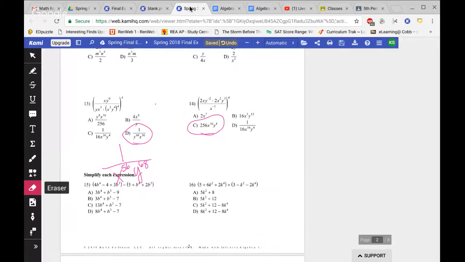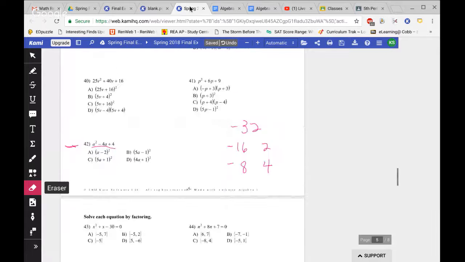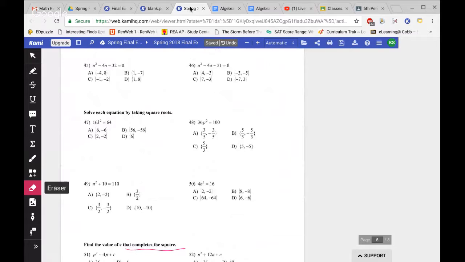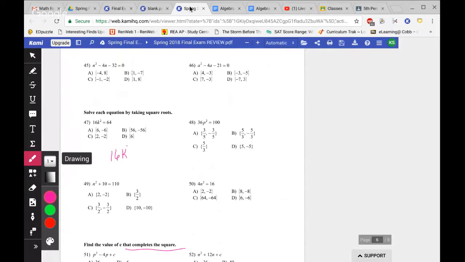All right, Ethan, 47. Okay. Taking the square roots. So what you're going to want to do on this, you've got 16k squared equals 64. So the very first thing that you want to do is to get the squared variable by itself. So you're going to divide both sides by 16. That's going to get k squared equals.